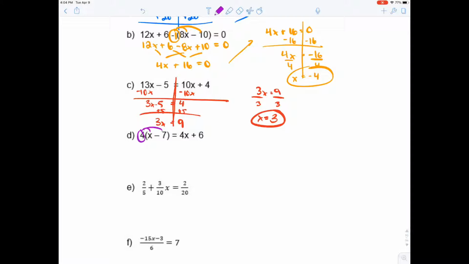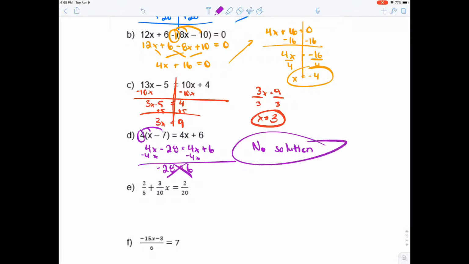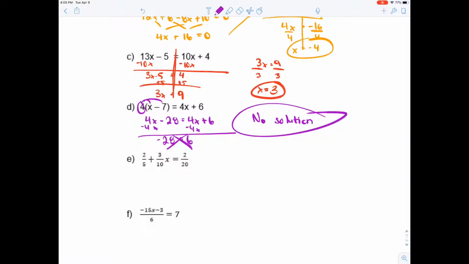I'm going to distribute this 4 to both terms. So now I have 4x minus 28 is equal to 4x plus 6. Get your x's to one side. So subtract 4x from both sides. Now you have -28 is equal to 6. This is not true, because -28 definitely does not equal 6. So now I'm going to say that there is no solution. And that's our answer for question D. All right, let's keep going.